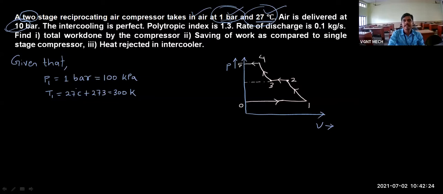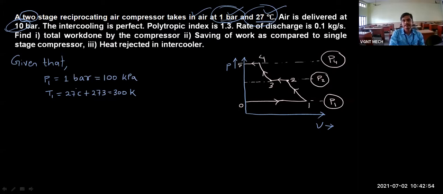So how many pressure lines do we have? This is one constant pressure line. Here, suppose the pressure is P1. This is one more constant pressure line, the intermediate pressure, that is P2. And this is one more constant pressure line, where the highest pressure is P4. So in this, air enters at 1 bar, the lowest pressure, the entrance pressure of air, that is P1, given as 1 bar.